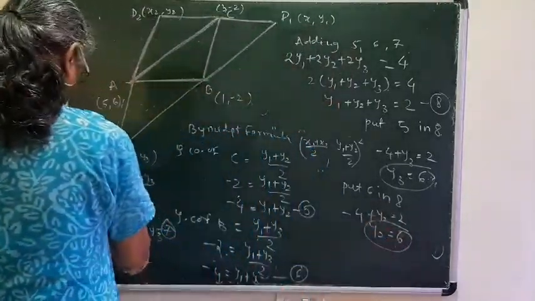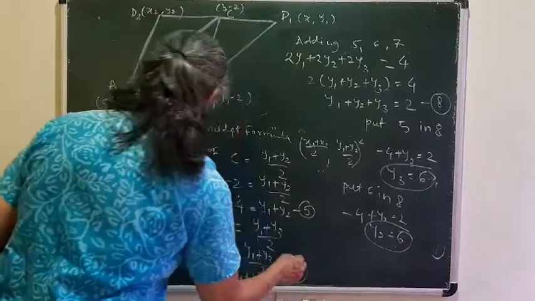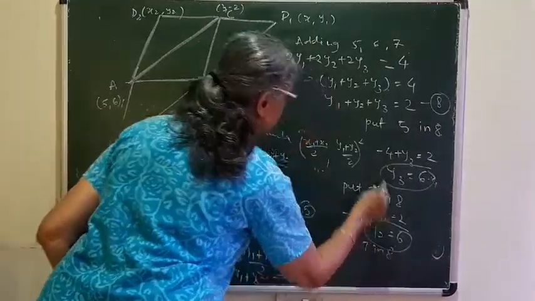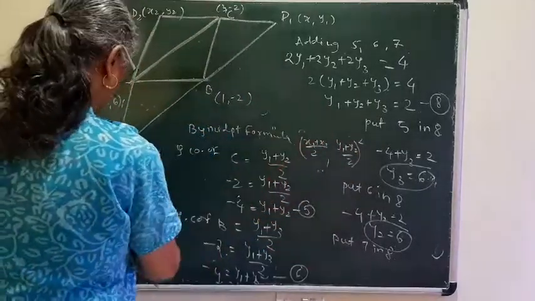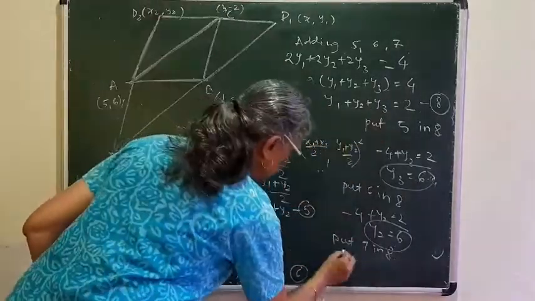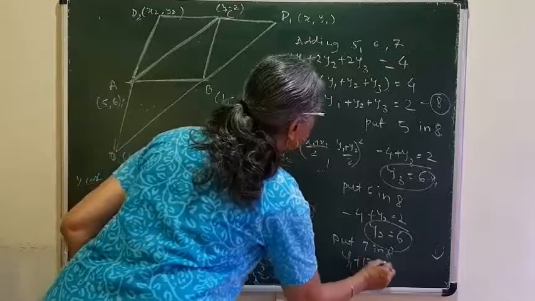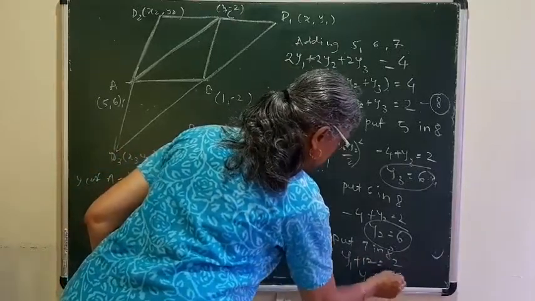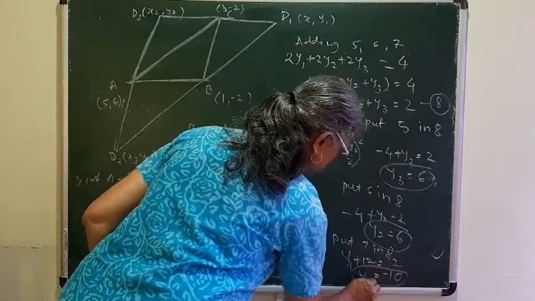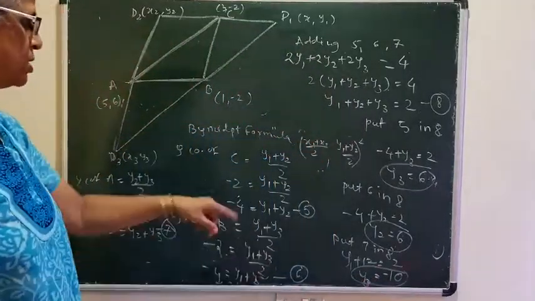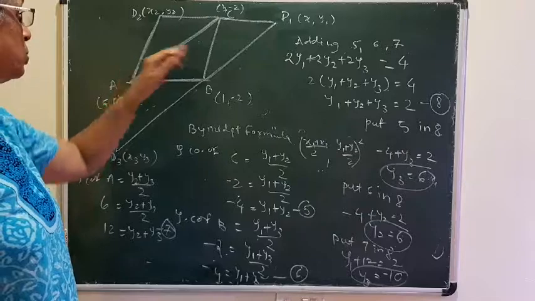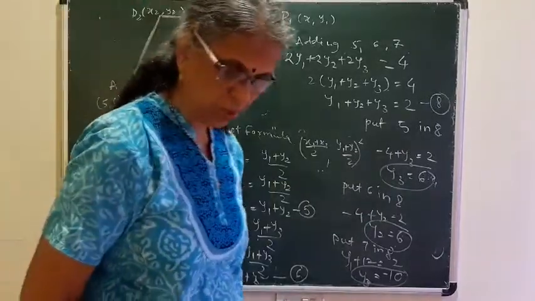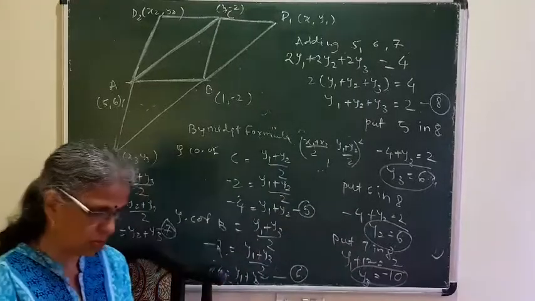And third, y2 plus y3 equal to 12. That is, put 7 in 8. y2 plus y3 I am going to put 12. So y1 plus 12 is equal to 2. So y1 is equal to minus 10. So these are the answers: y1, y2, y3, x1, x2, x3. You can put this value for d1, d2, d3. So these are the possible coordinates of these vertices.